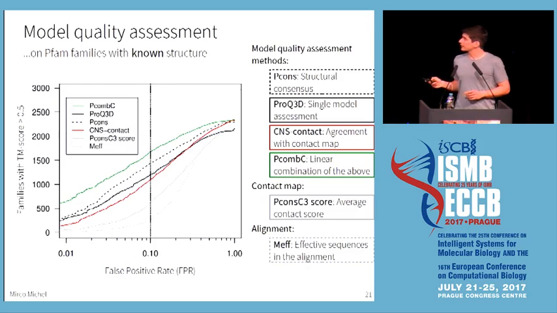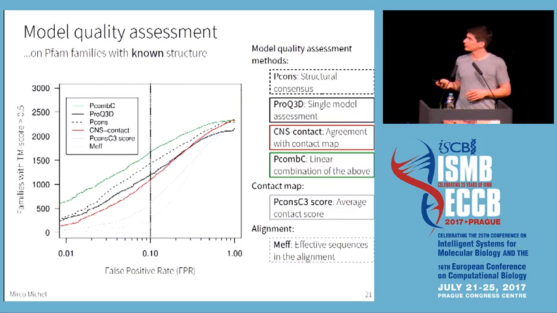As you can see here, this is the false positive rate against the number of families that we say are accurate and are actually accurate. So the higher, the better. If you only use the number of effective sequences, you don't get much out of it. If you then include information from the contact map, so if you look at just the predicted score of these contacts and use this, you get a bit more.